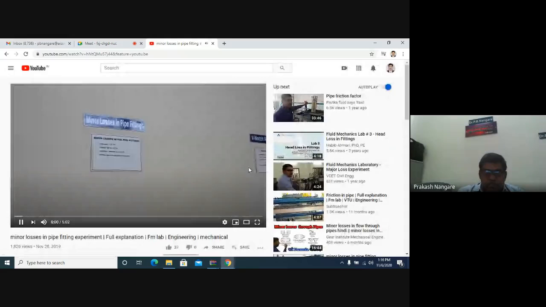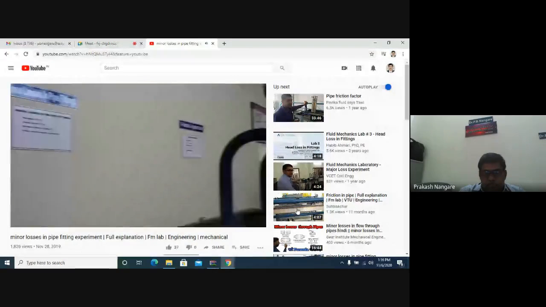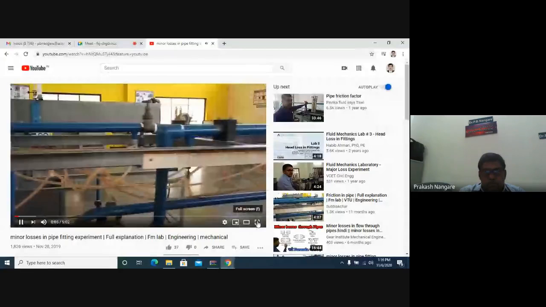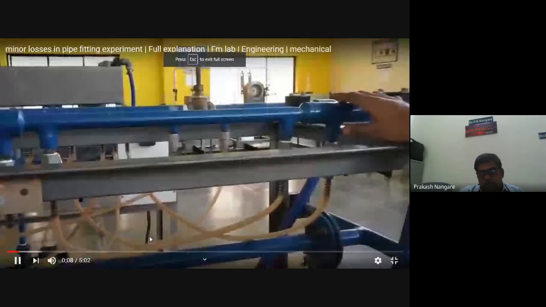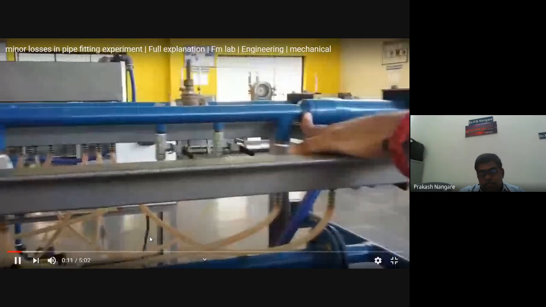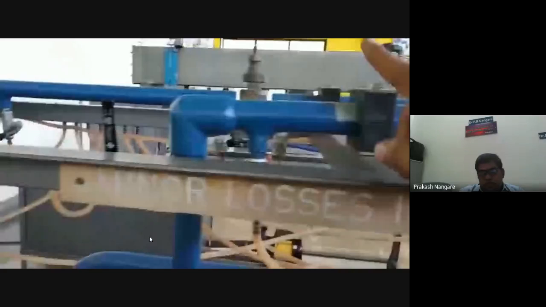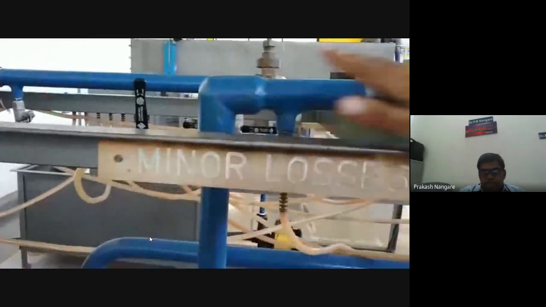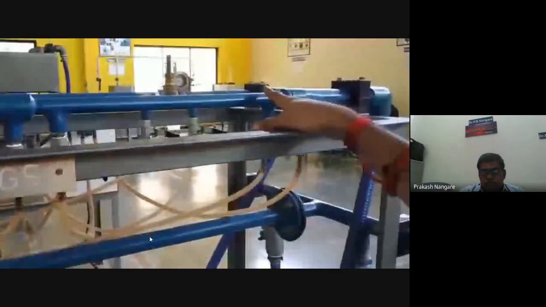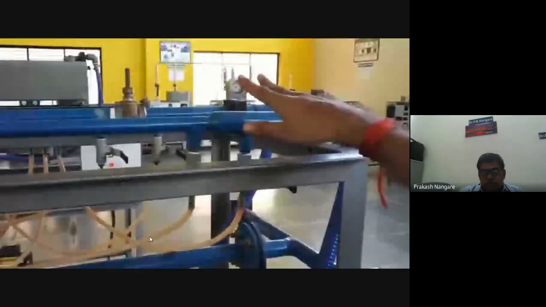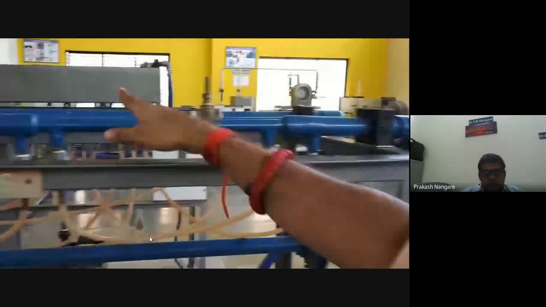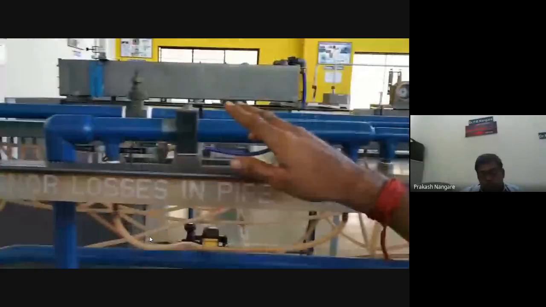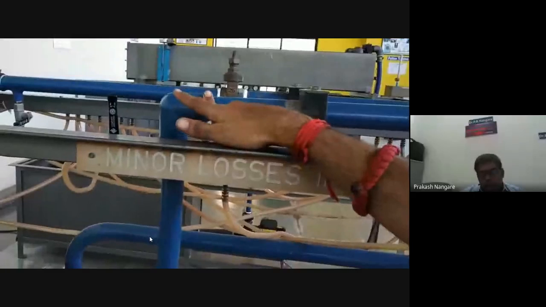This is the experiment for minor losses in pipe fittings. Here they have to note down the minor loss for the sudden contraction, sudden expansion, and sudden 90-degree bend. These three experiments we have to note down the readings. For sudden contraction you have 3 readings. For sudden expansion, you have to take 3 readings, and for the 90-degree bend, you have to take 3 readings.